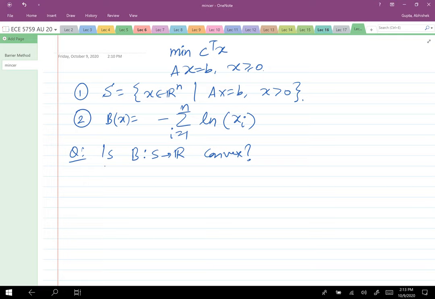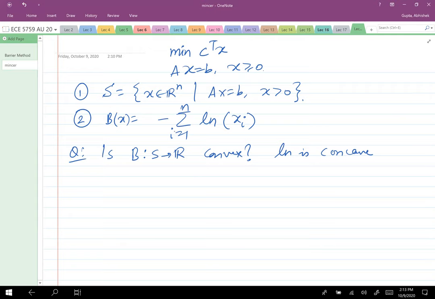Because natural log is concave, so the negative is convex, and then the sum of any convex functions is also convex. Perfect. Excellent. So log is concave, sorry, concave. So minus log is convex, and then the sum of minus log is also a convex function. Excellent.